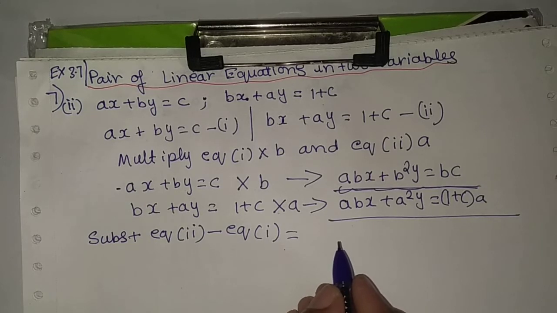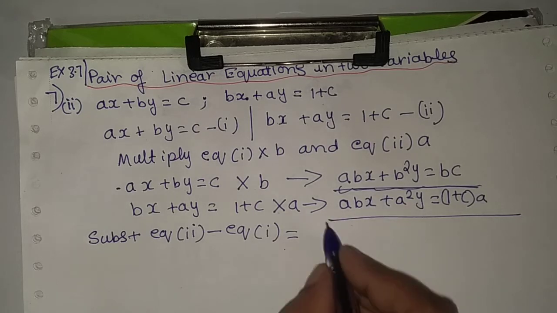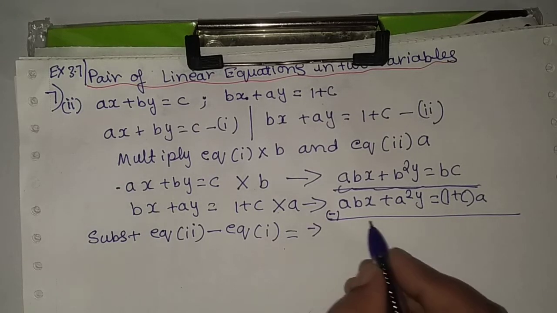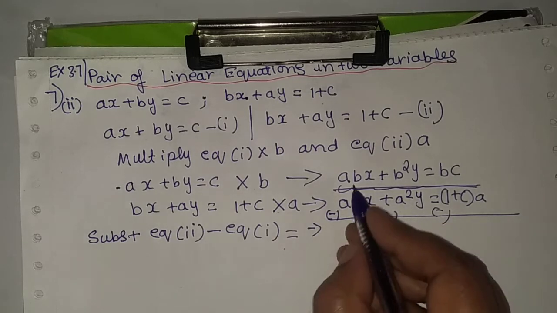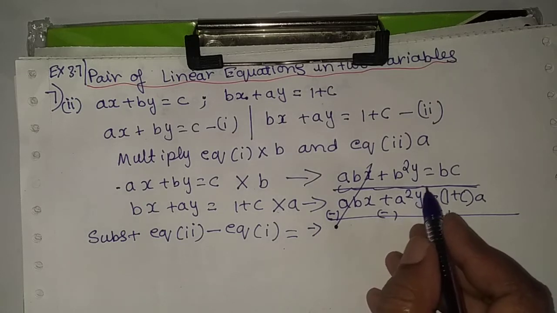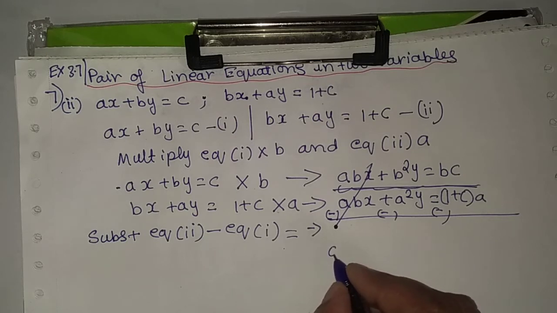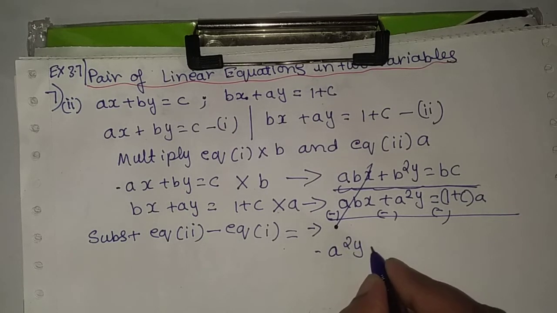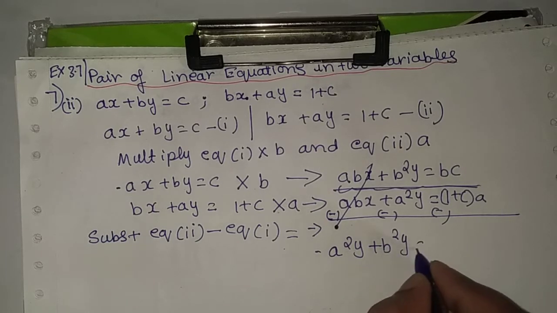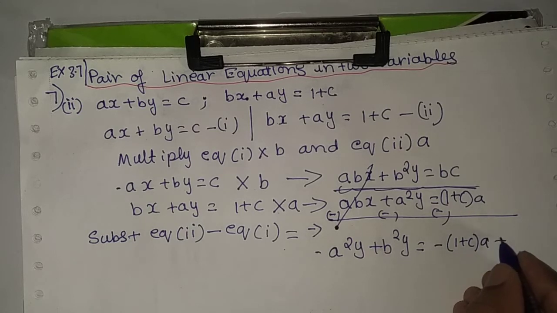So what happens here? Equation 2 minus equation 1. Here only we can do this. So write down the minus here, minus here. So these two cancel. Write down the remaining. So remaining we can write as, we are getting a²y - b²y = (1 + c)a - bc.